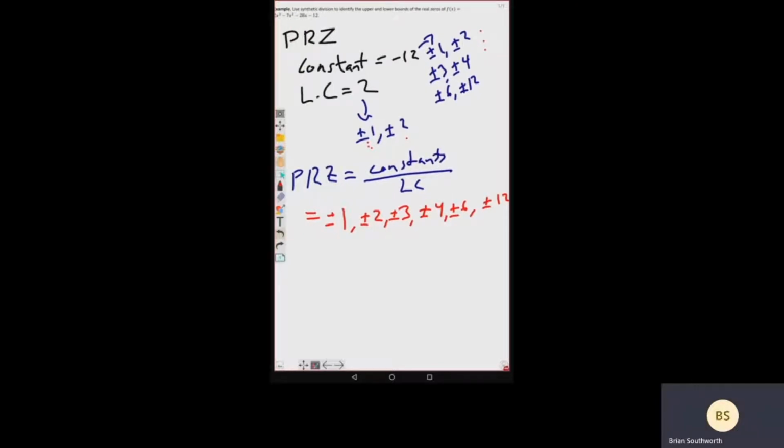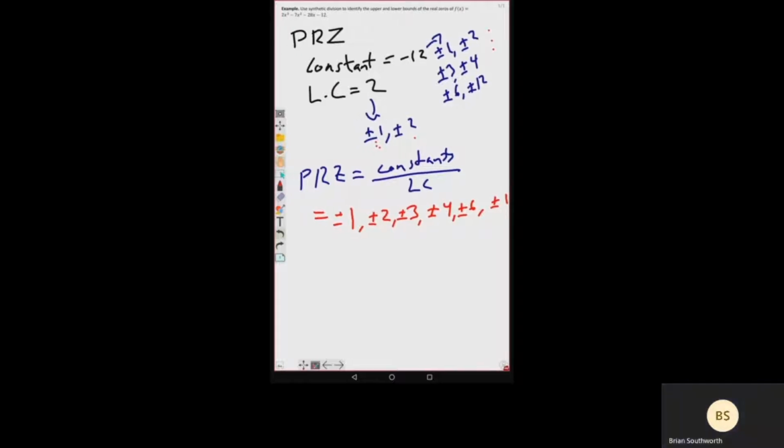And now we're going to look at, well, what do I divide by 2? Well, 1 divided by 2 gives you plus or minus 1/2. 2 into 2 is 1, I already have that. 2 into 3 is 3/2, plus or minus 3 over 2. And then 2 goes into 4 twice, I have 2. 6 divided by 2 is 3, we already have it here. 12 divided by 2 is 6, we already have that. So here we are.